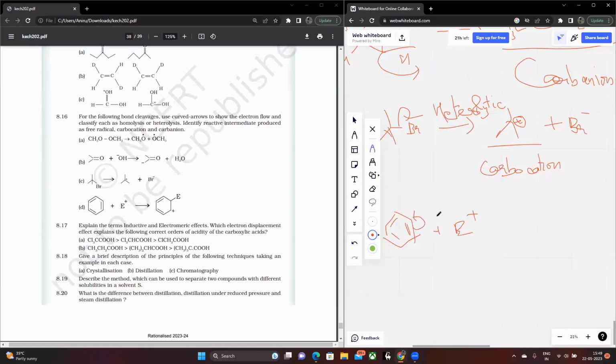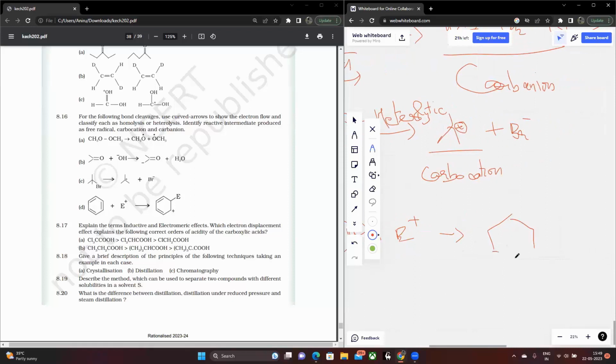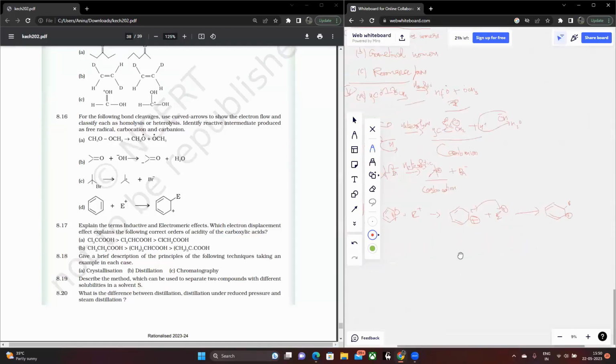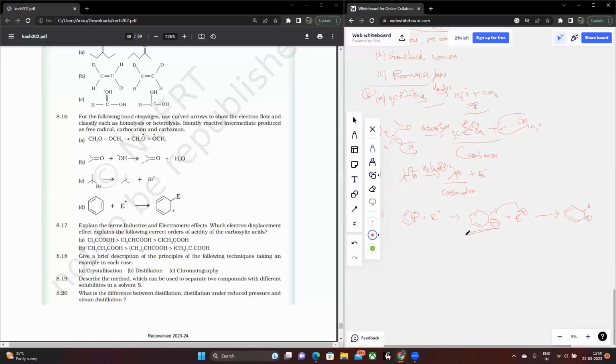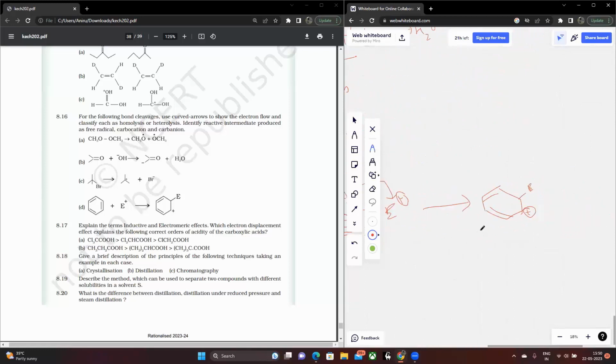This double bond undergoes heterolytic cleavage to give this intermediate species, a minus and a plus, double bond, right? Which basically reacts with this electrophile to give this kind of a system. Right? So this is what is formed. This is a heterolytic cleavage, and what forms finally is a carbocation.